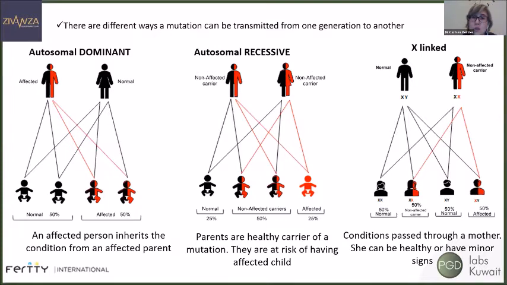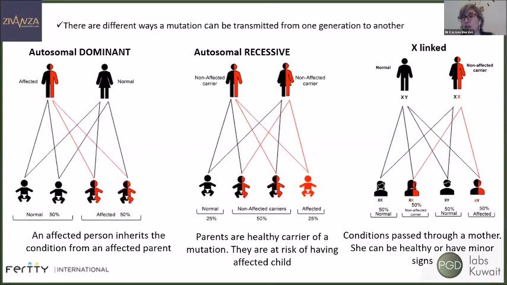Also, we have what we call autosomal recessive, meaning that healthy parents are carriers of only one single mutation of the gene, but this disease needs both copies of the gene to be abnormal in order to cause the disease. So these two healthy carriers are completely healthy, but they are at risk of having affected children.